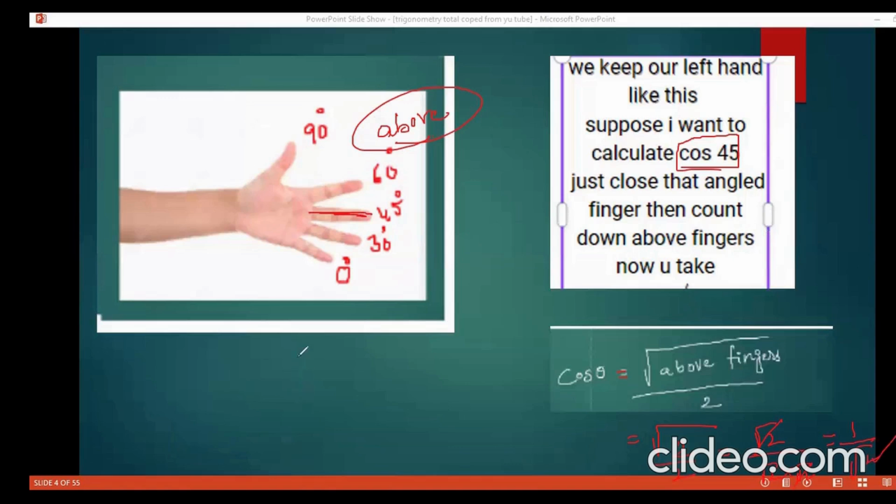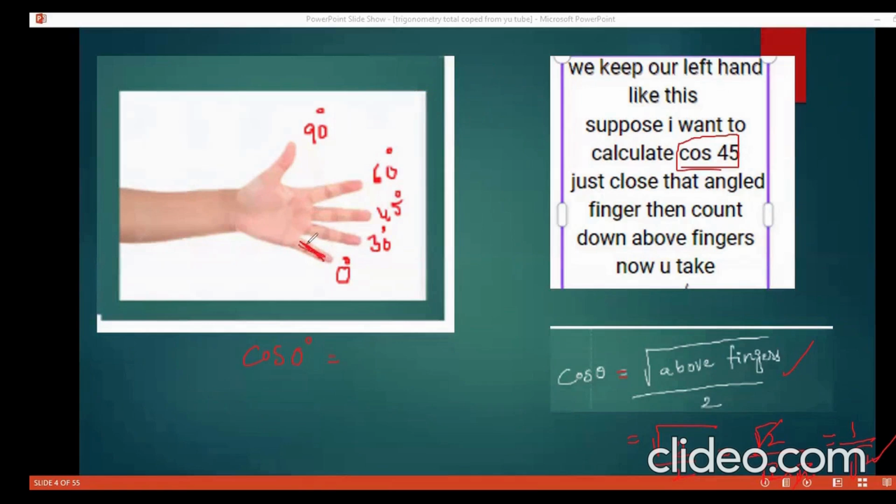Take one more example. Suppose I want to calculate cos 0. Let us take cos 0 degrees. In order to calculate cos 0, for cos what do we have to take? Just fold the 0 finger, that is the little finger, the 0 degrees angle finger, and then take the formula square root of above fingers by 2, right? So, how many above fingers? Just let me mark this. Let me erase this.